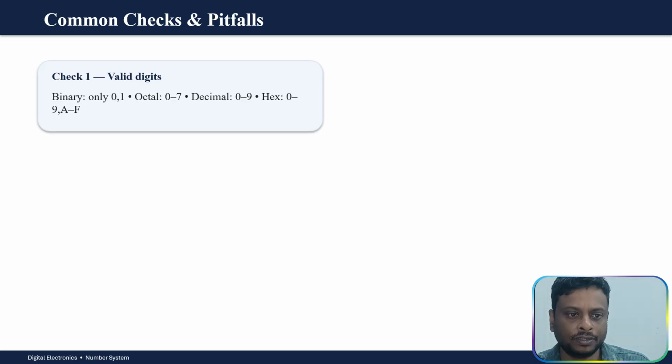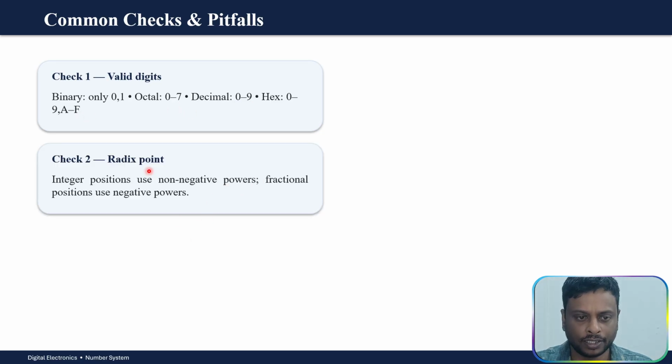Okay, so let us sum it up. Actually, we have checked the number systems. The binary number system uses only 2 digits, octal uses 0 to 7, hexadecimal uses 0 to 9 then A to F, and decimal uses 0 to 9. Then check the radix point: the integer position uses non-negative powers, and the fractional position uses negative powers, like 10 to the minus 1, 10 to the minus 2, or 2 to the minus 1. The integer is 10 to the power 2, and these are the non-negative powers.